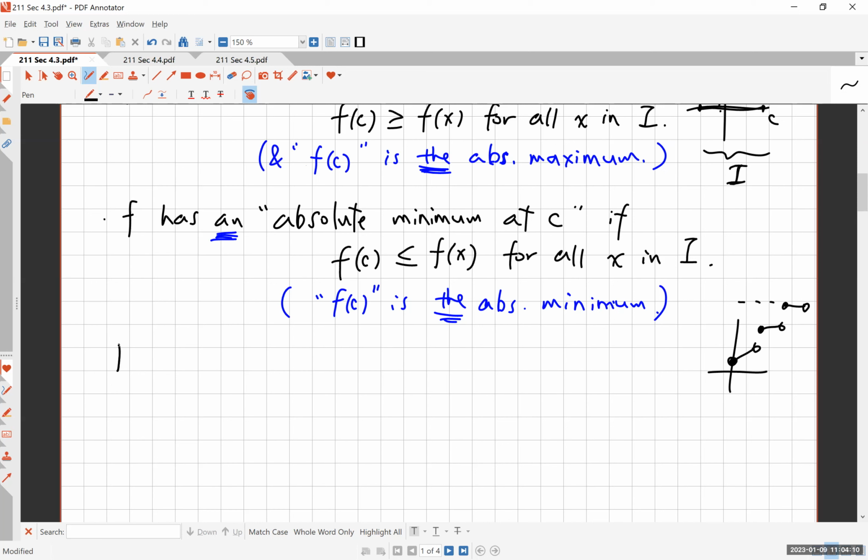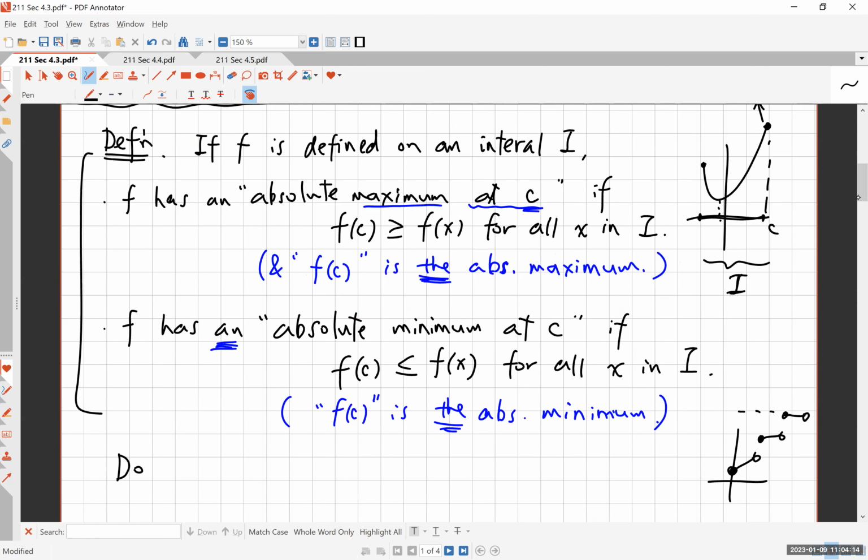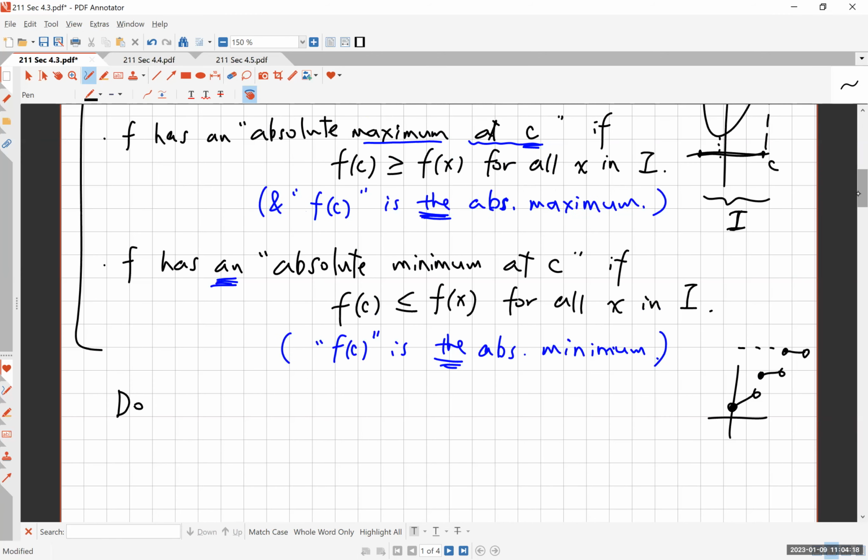Okay, so do these exist? So here's the first set of definitions. We define the absolute maximum and absolute minimum together as absolute extrema. Okay, so do they exist?